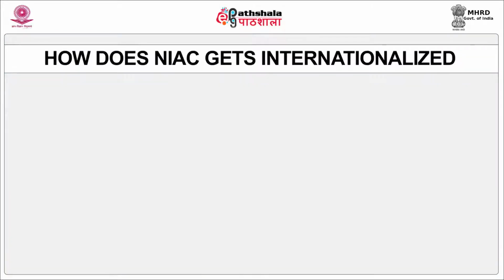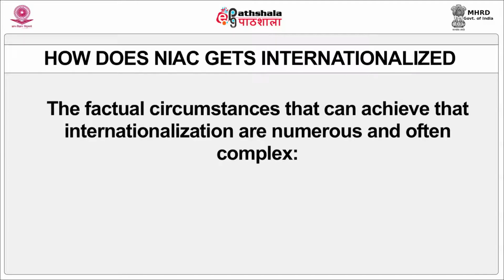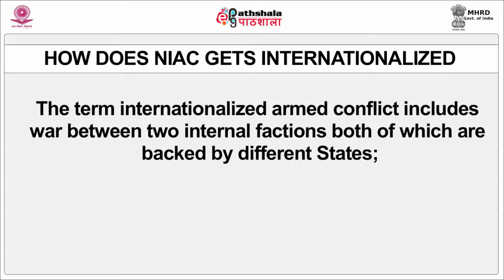How does a NIAC get internationalized? The factual circumstances that can achieve the internationalization are numerous and often complex. The term internationalized armed conflict includes war between two internal factions, both of which are backed by different states, direct hostilities between two foreign states and military intervention in an internal armed conflict in support of opposing sides, and war involving a foreign intervention in support of an insurgent group fighting against an established government.